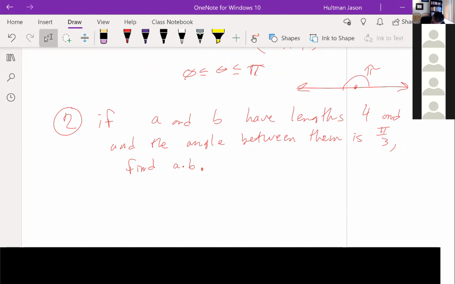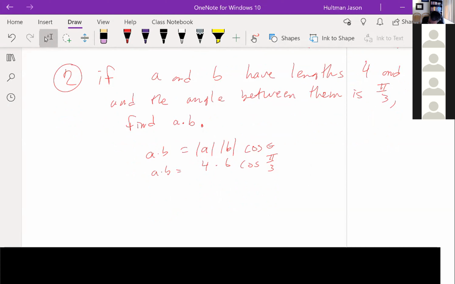What's A dot B? Well, A dot B is equal to the magnitude of A times the magnitude of B times the cosine of theta. Well, this is easy. A dot B is equal to 4, that's the magnitude of A, times 6, that's the magnitude of B, times the cosine of pi over 3. Well, what's the cosine of pi over 3? Not everybody at once. 1/2. Thank you, Armando. Yes, 1/2. The cosine of pi over 3 is 1/2. So we want half of 24, which is 12. So A dot B is equal to 12.